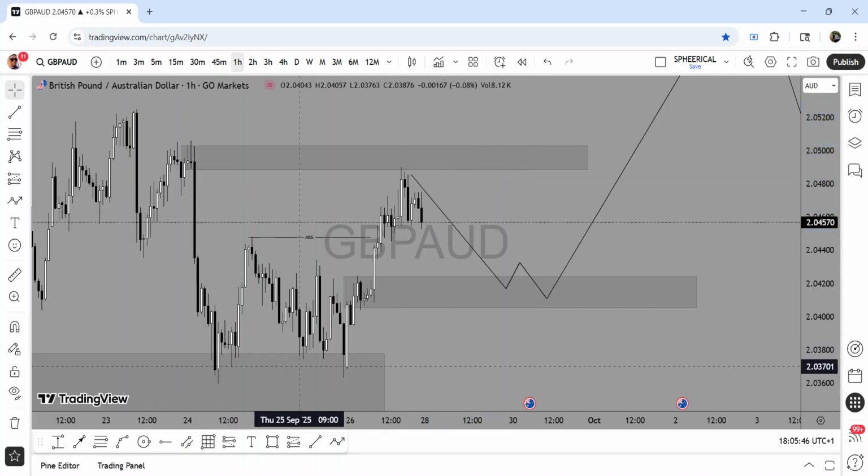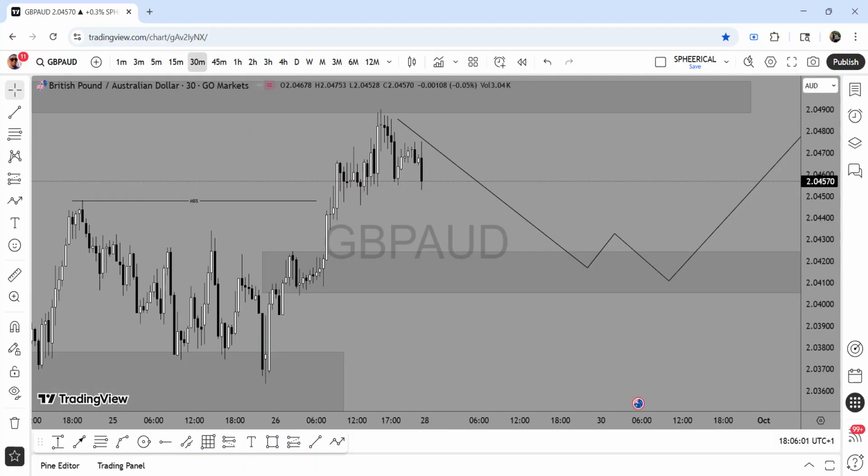So let me delete that one. But from what I'm seeing, it seems like the market is already forming some reversal patterns. It seems like. Let me go down to 30 minutes. So, okay, it's more clear here. If you can see clearly, you will see that the market is about reversing.